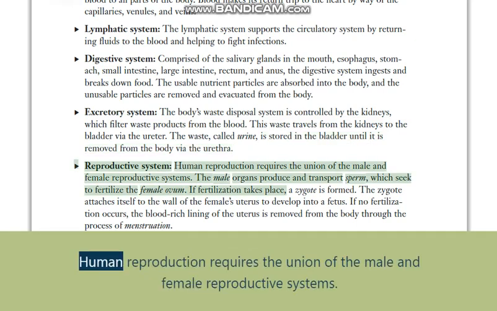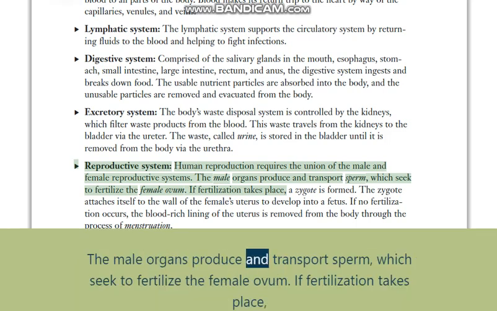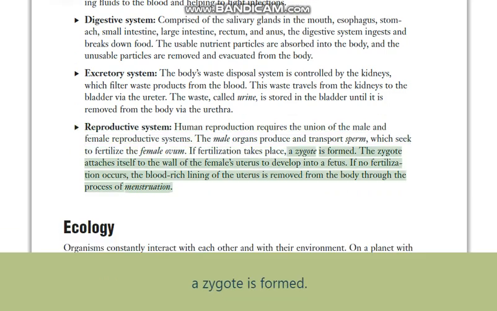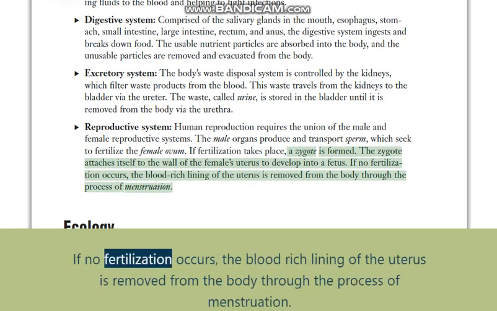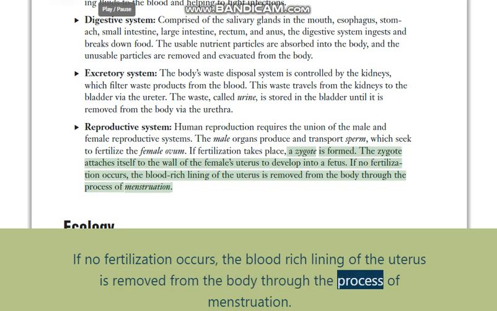Reproductive system. Human reproduction requires the union of the male and female reproductive systems. The male organs produce and transport sperm, which seek to fertilize the female ovum. If fertilization takes place, a zygote is formed. The zygote attaches itself to the wall of the female's uterus to develop into a fetus. If no fertilization occurs, the blood-rich lining of the uterus is removed from the body through the process of menstruation.